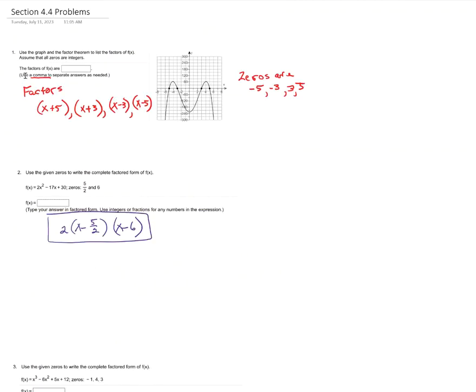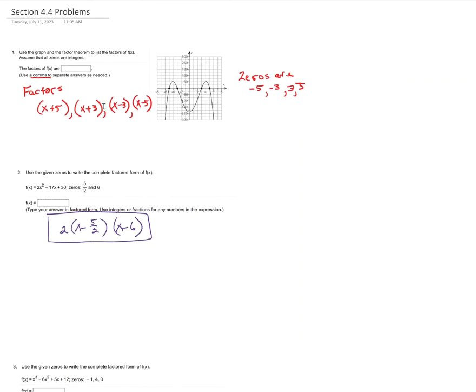All right, number 1 says use the graph and the factor theorem to list the factors. Well, first we needed to figure out what the zeros are. And you look at the graph and you come up with -5, -3, 3, and 5. So you simply put them in the x minus the number form. So this is x plus 5, x plus 3, x minus 3, x minus 5. And it says to list them separately, so they're not putting it as an f of x equals. They're saying what are the factors. So commas do go between these.